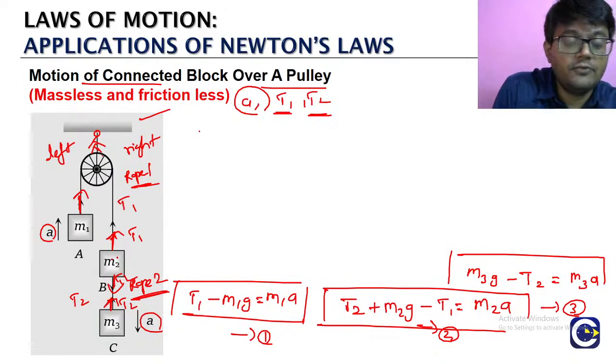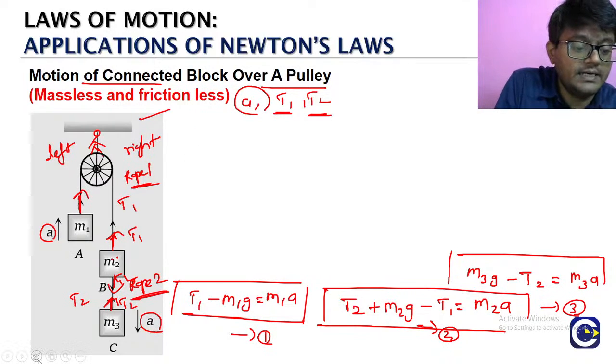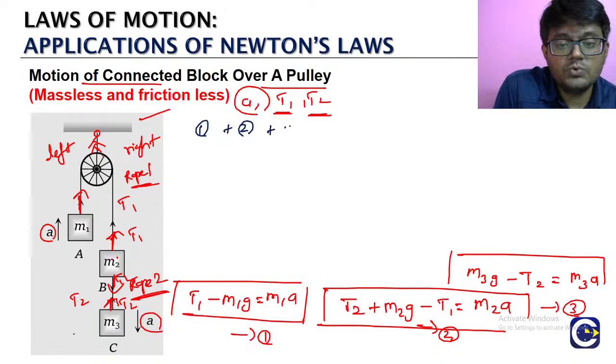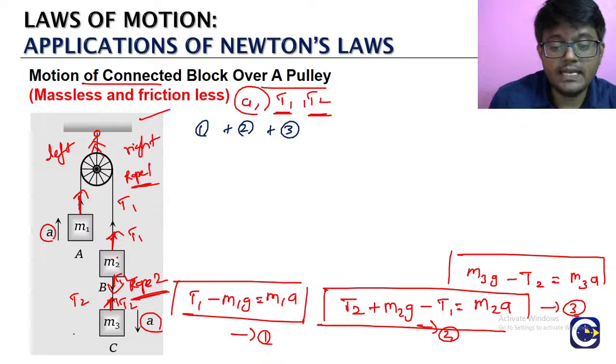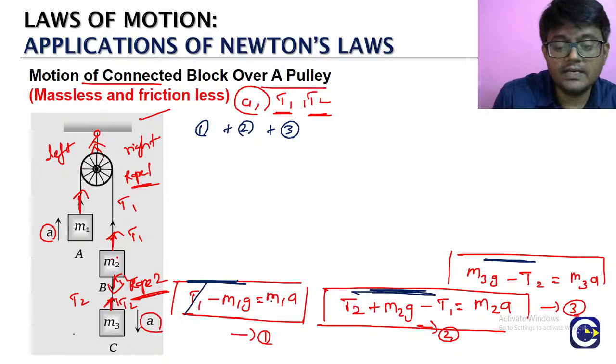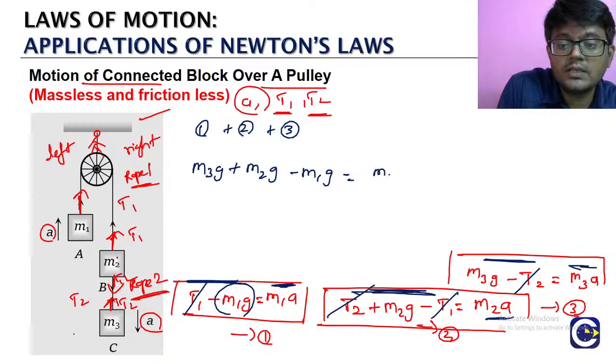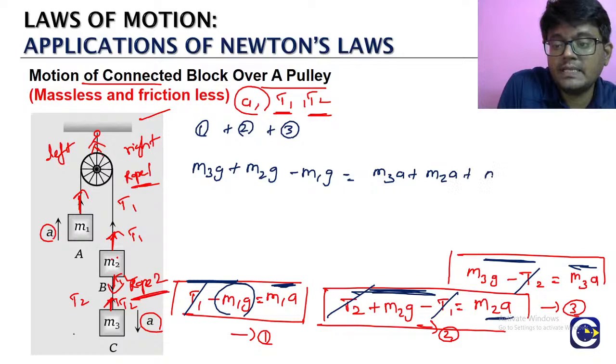Now just like the way we did before, think about adding all these 3 equations, 1 plus 2 plus 3. If you add, what is going to happen? Look at the LHS. Here you have T1 and there is minus T1, T2 minus T2. So here we'll have m3g plus m2g minus m1g is equal to the RHS, m1a, m2a, m3a, which means m3a plus m2a plus m1a.